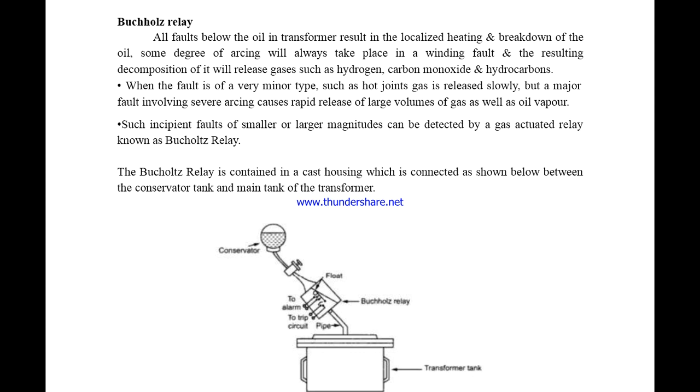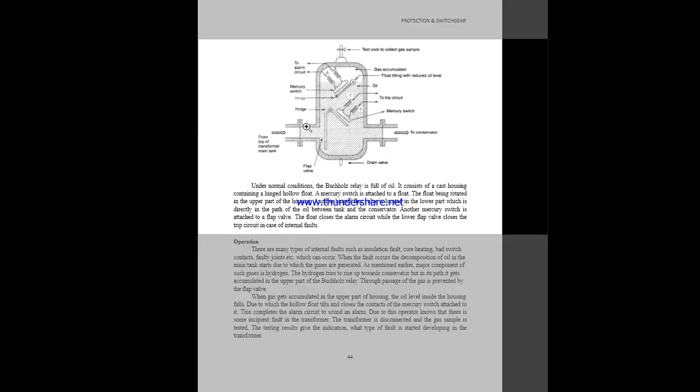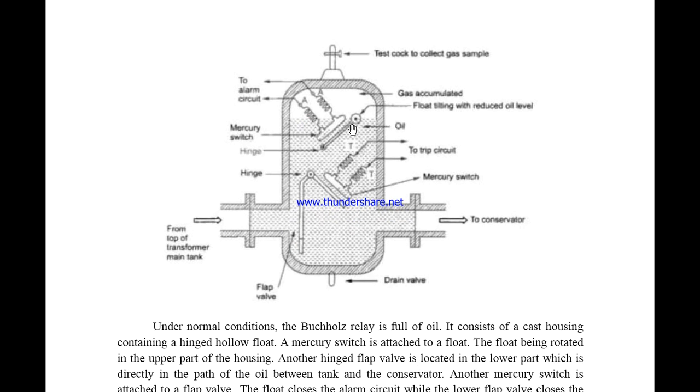The Buchholz relay is contained in a cast housing which is connected between the conservator tank and the main tank of the transformer. And this is the Buchholz relay. Here we have the fixed contact and moving contact. This is where the alarm circuit is connected, and here it is connected to a trip circuit. Here we have the transformer oil intake, and that is the outlet. Under normal conditions, the springs will be intact and it will not be attracted towards the electromagnetic plate or flap valve.